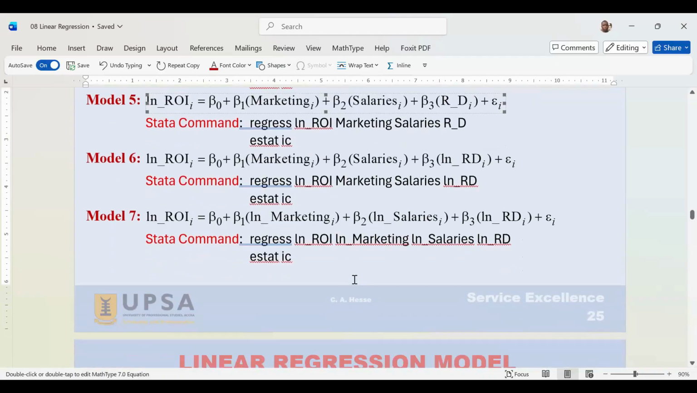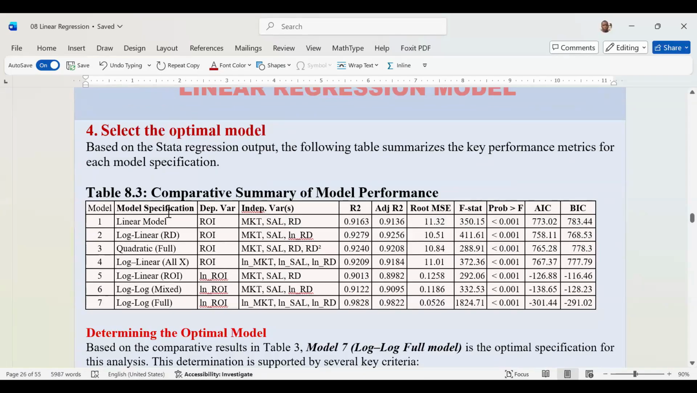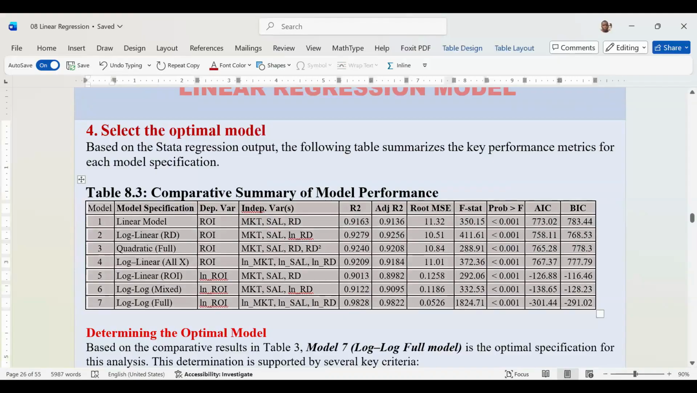In our effort to determine the optimal model, you need to run so many of them. What's the seventh model? The seventh model, we take the natural log of all the variables, both the dependent and the independent variables. So pay attention to it. That's the seventh model. So this is a summary of all the 7 models. I've generated a summary statistic for all the 7 models.